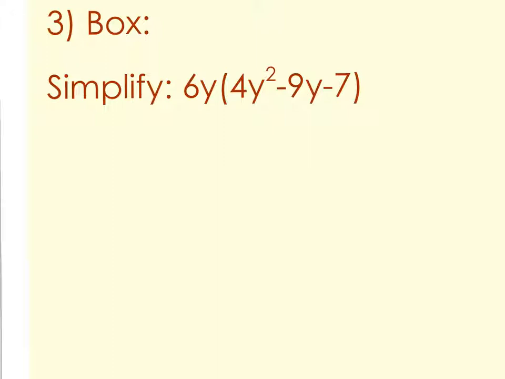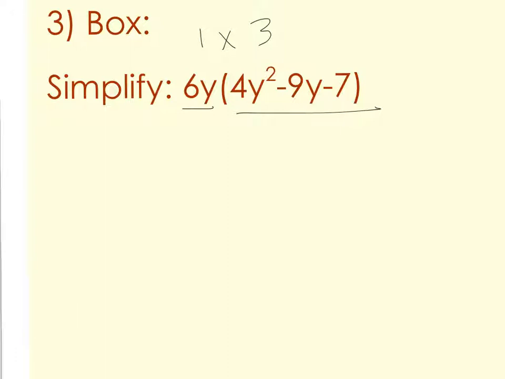So to get this started, let's look at what we're multiplying together. I am multiplying a monomial, or one term, by a polynomial, and here it's a trinomial because I have 3 terms, so it's going to be a box of dimensions 1 by 3. And again, the 3 came from the 4y squared minus 9y minus 7. That is a trinomial because it has 3 terms.